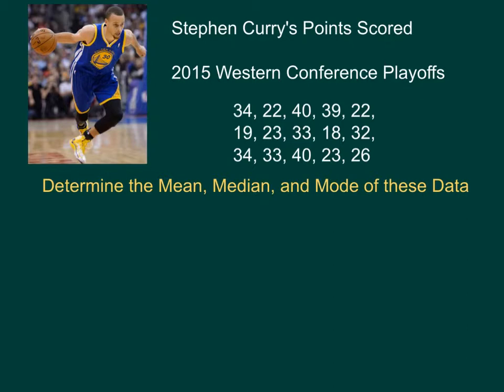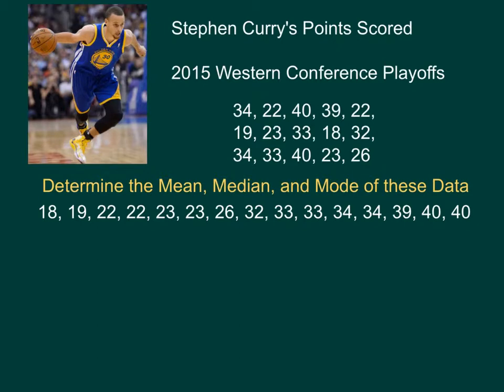So this is Stephen Curry. He's a point guard for the Golden State Warriors, and the numbers represent the number of points scored in each of the 15 games that he played of the 2015 Western Conference playoffs. And I'd like to use that data to determine the mean, median, and mode of his scoring. Now, in order to do this, at least in order to do the median, and what would help with the mode would be to put this data in a convenient order. We'd like to write it in numerical order going from least to greatest. So before we do anything else, let's start with that.